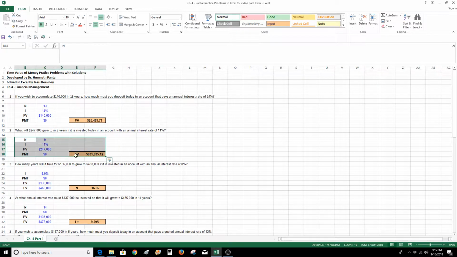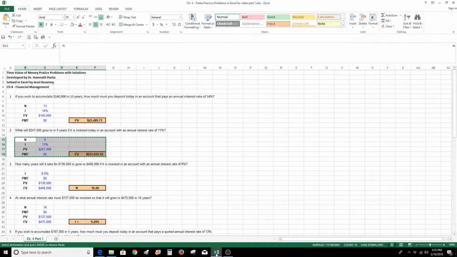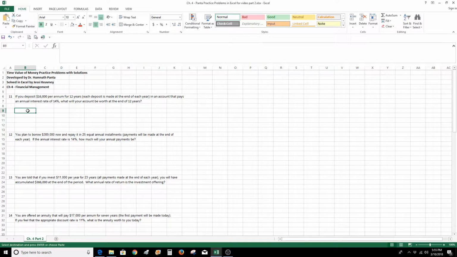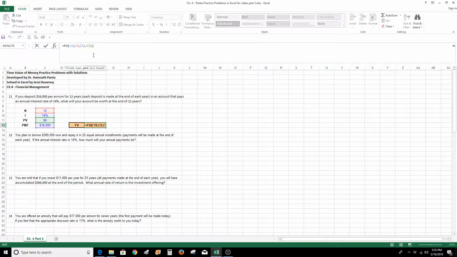So we're going to go out here and find another problem that's looking at the future value. You're going to copy that, go back over here, right click and paste. So $16,000 per year is going to be your payment because that is what you're depositing in your account. Your present value is 0. It's 12 years, and the interest rate is 14%. And then I'm just going to put a negative sign in front of that so that it's a future value of $436,331.98.